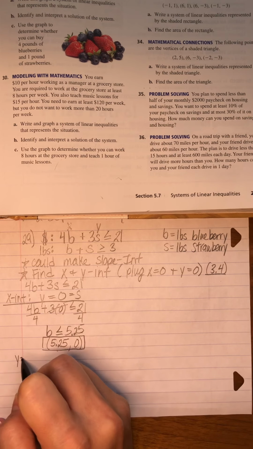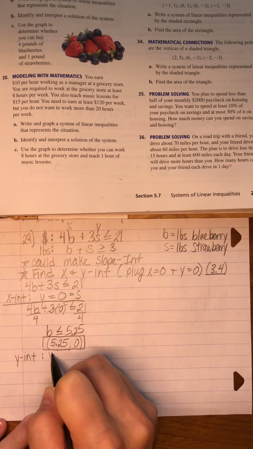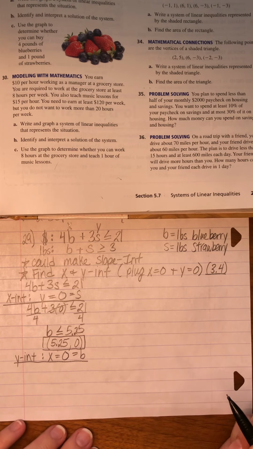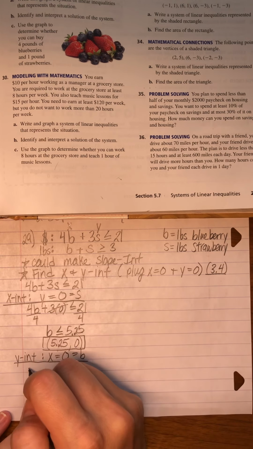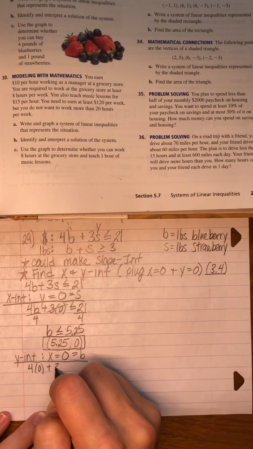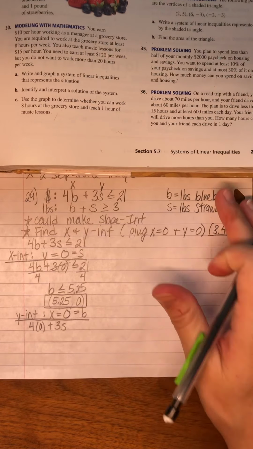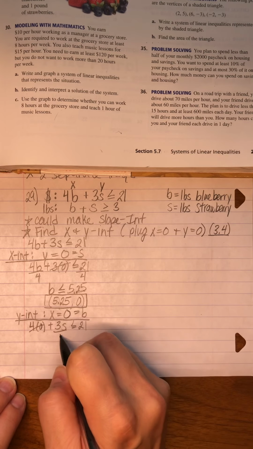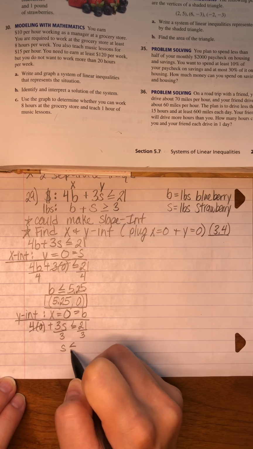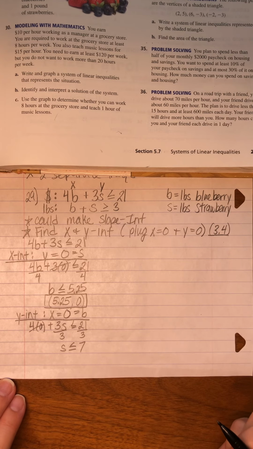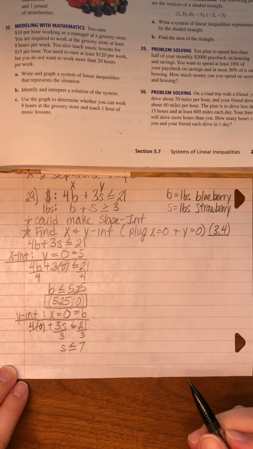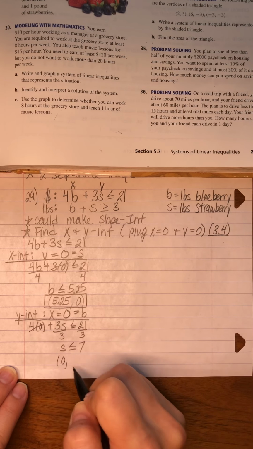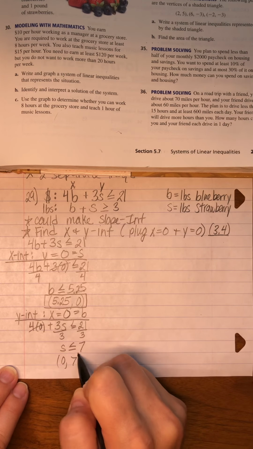Okay, let's find the y-intercept now, and this is when we're going to plug in x equals 0, or in other words, B is equal to 0. Let's plug it in. So we're going to have 4 times 0 plus 3S is less than or equal to 21. These cancel out. Divide both sides by 3. I get S is less than or equal to 7. Let's write this as an ordered pair. My x is like the B, which I said was 0, and my S is like the y, which is 7.